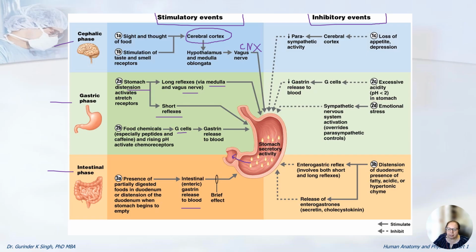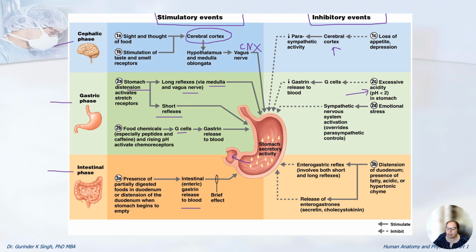In the inhibitory events, typically when you have depression or you're stressed out, there's a loss of appetite, and it works through the cerebral cortex, and then through a decrease in the parasympathetic nervous system. You're stressed out, that's going to decrease the gastrin production. When you're stressed out, your acidity in the stomach is also very high. So if the pH decreases, meaning there's more excessive acid, that also inhibits the G cells and there's less production of gastrin, and the sympathetic nervous system also sometimes overrides all that inhibition.